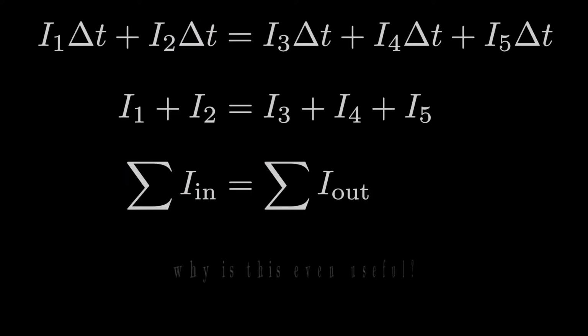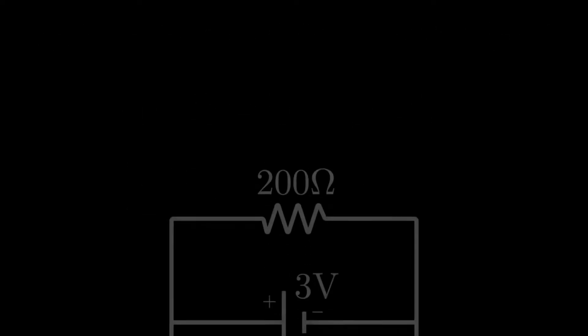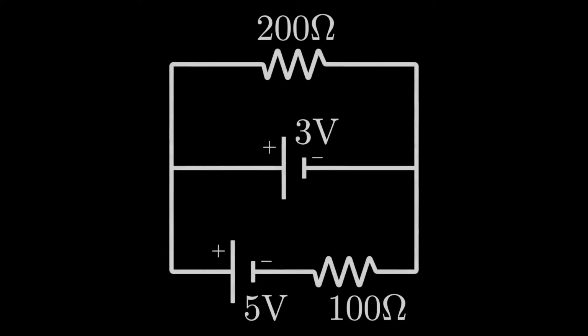At this point, maybe it's not totally obvious why this is even useful. It seems like an obvious fact in hindsight. So I was hoping we could try making use of Kirchhoff's rules by going through an example circuit. Now immediately we see a problem with this circuit, which is that we can't decompose the resistances into an equivalent resistance because we've got these batteries in the way.